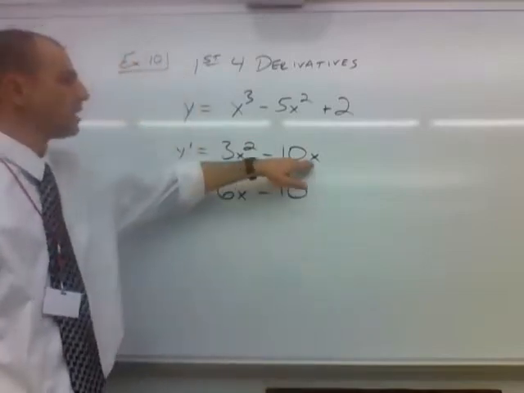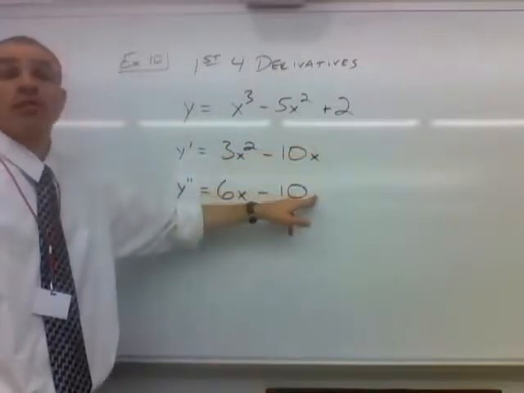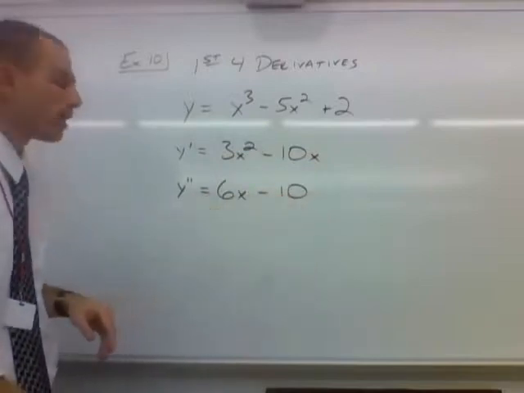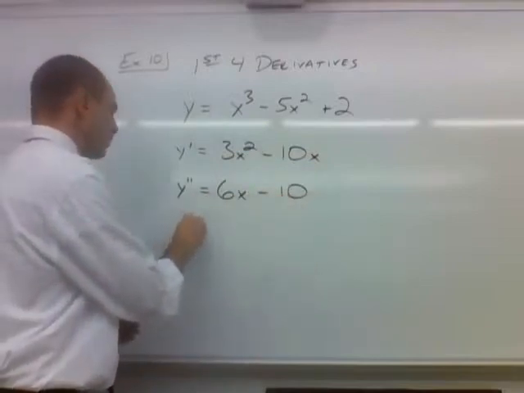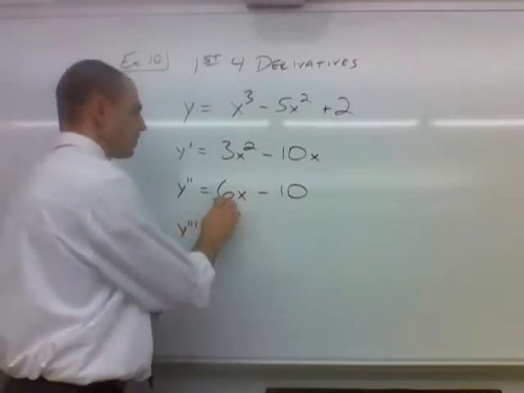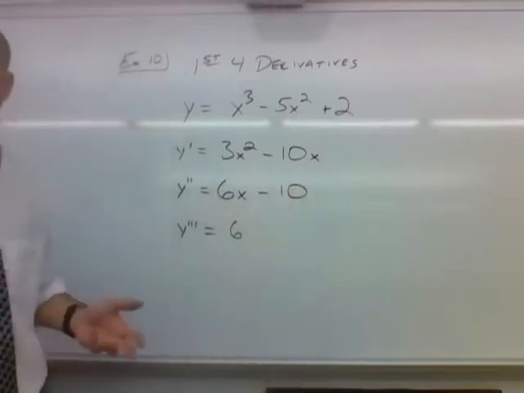Because again, this is x to the first power, so x to the first power drops to x to the 0. Anything to the 0 power is 1, so we have 10 right there, okay? And now we want our third derivative, so we're going to make 3 tick marks, okay? And the derivative of 6x will be 6, and the derivative of 10 will be 0.